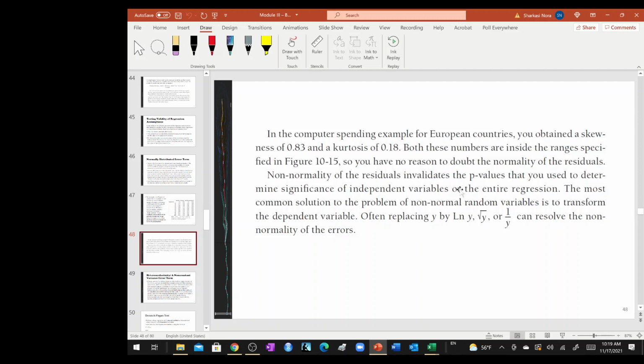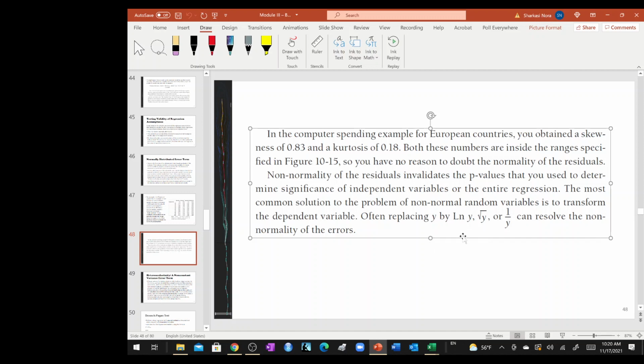Non-normality of residuals invalidates the p-values that you used to determine significance of independent variables. So what do you do if this is invalidated? I'm going to give you an example. What to do when the normality assumption is invalidated: you need to transform the dependent variable. The way to transform the dependent variable, you can take either the natural logarithm of y, the square root of y, or you take the inverse of y. So that might resolve the non-normality of the errors.